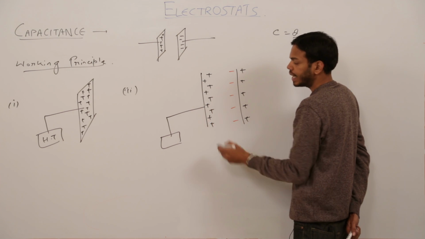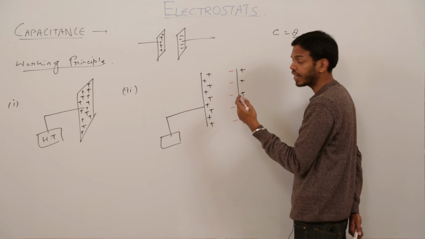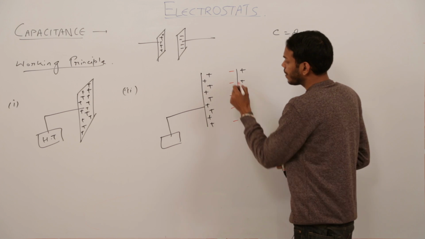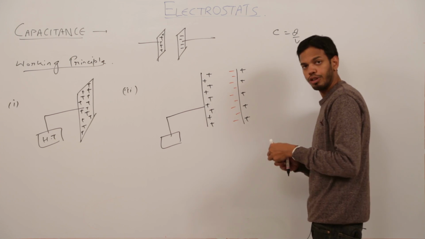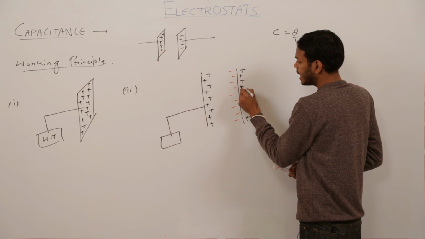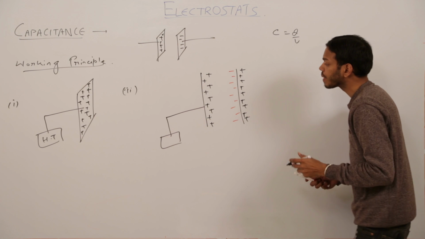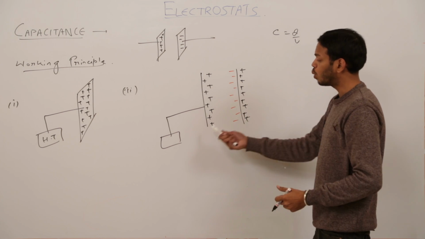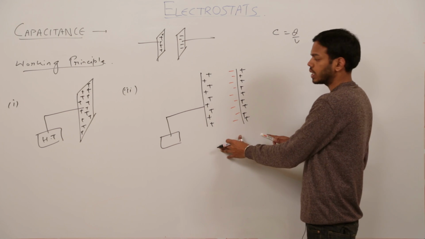This first plate accommodated more charge because of the increased value of capacitance. This induced more negative charge on the second plate, again due to increased capacitance, and that induced more positive charge on the exterior side of the second plate. This process will continue till both the plates are saturated in terms of their charge holding capacities.